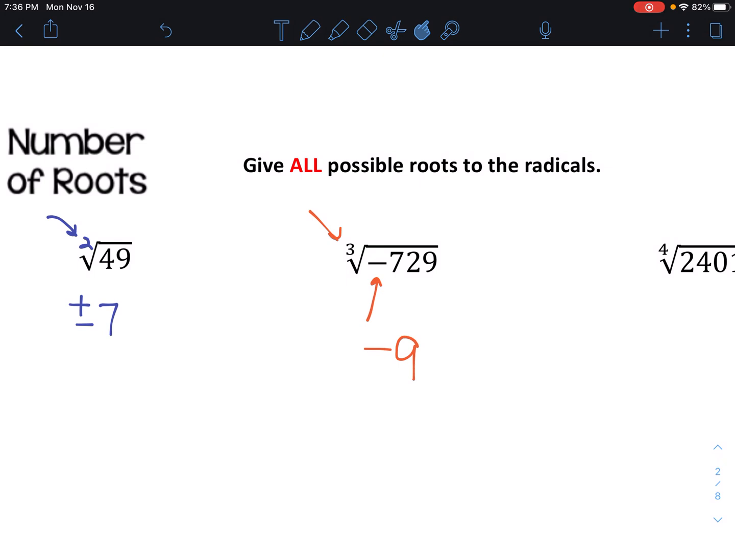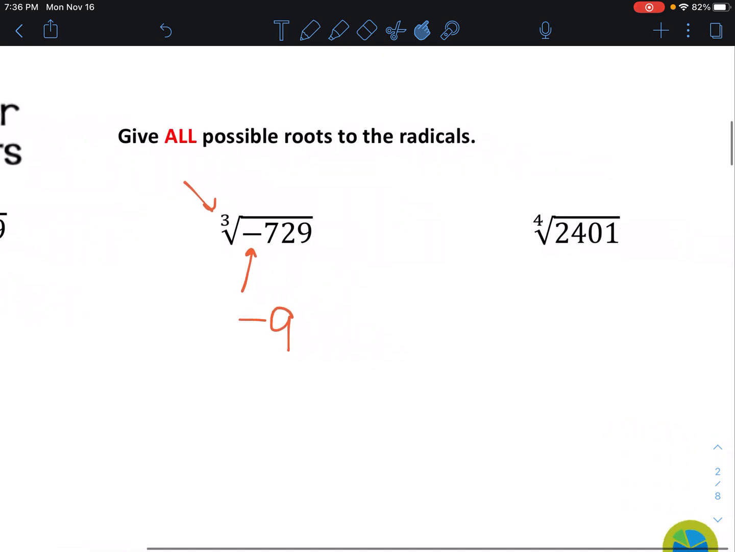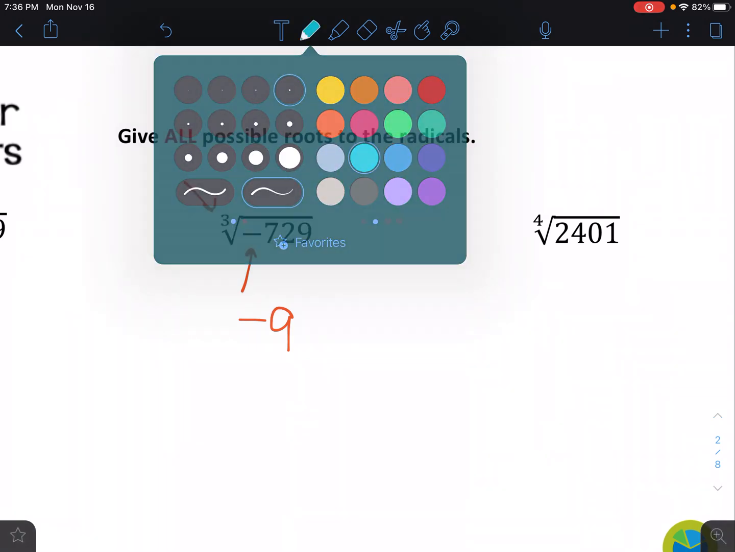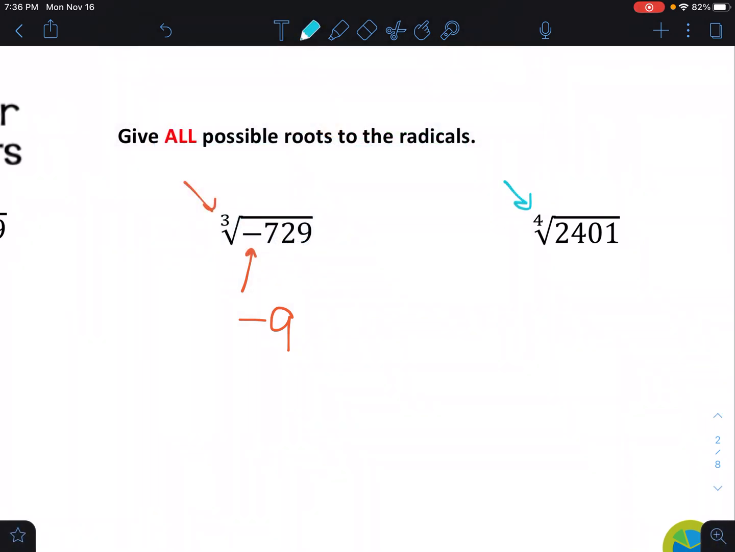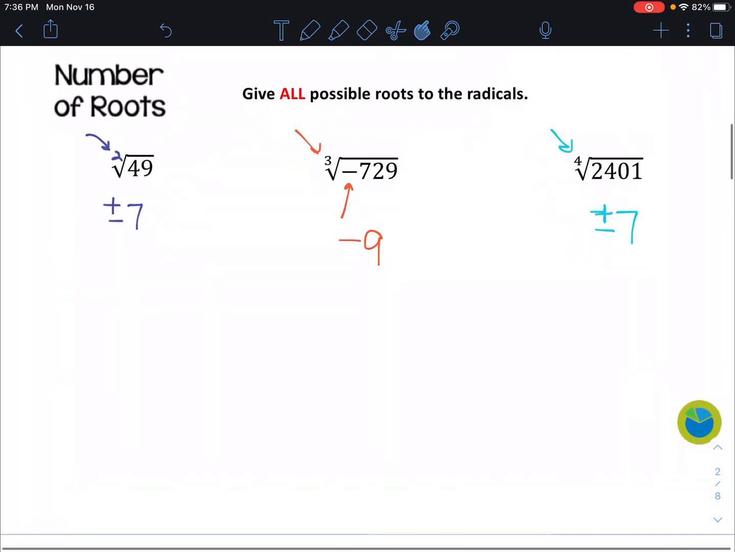And notice we only have 1 answer because my index is odd. If your index is even, you'll have 2 answers. So here it's even again. The 4th root of 2,401 is 7. So this is going to be plus or minus 7. Okay, that's it.